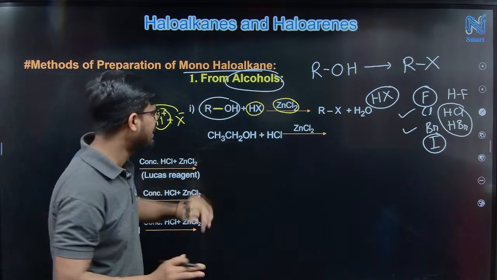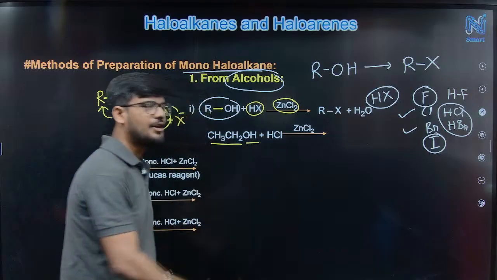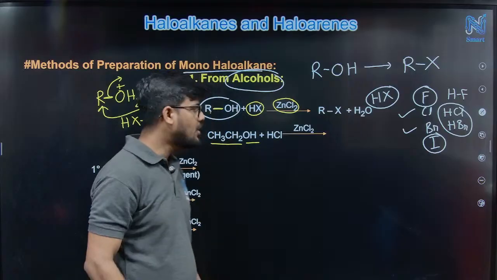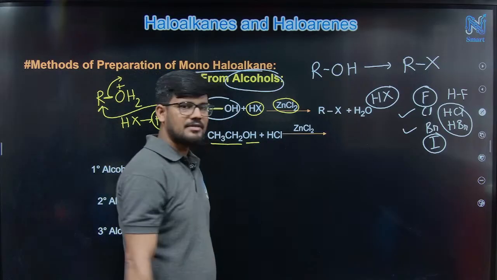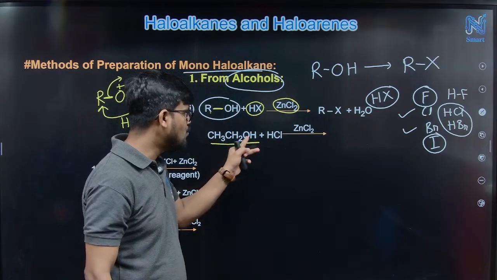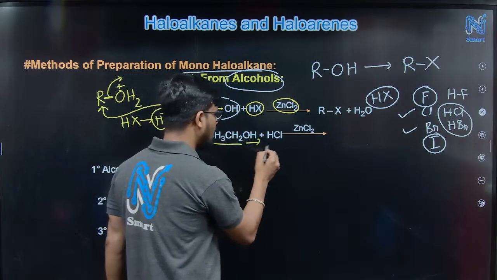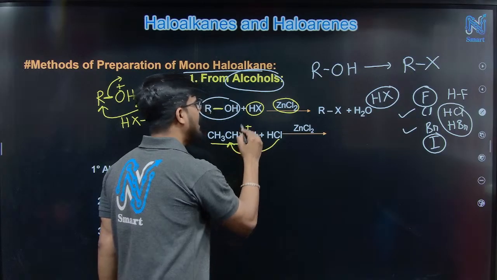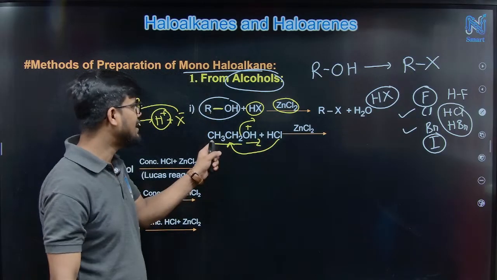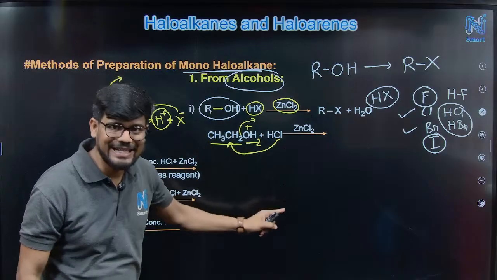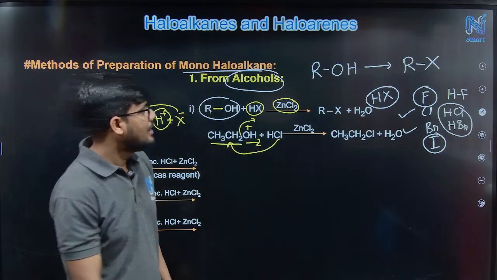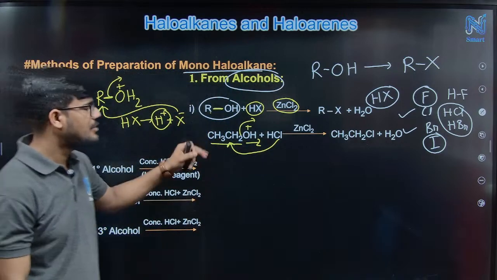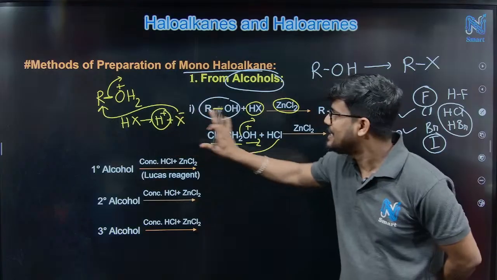So here we have one example. Here we have ethyl and OH, ethyl alcohol. In presence of HCl and ZnCl2, what are we going to get? So H+ will be added here, meaning you will get OH2+, and then this Cl- will attack this carbon and water will be released. So basically you will get ethyl chloride plus water. Okay, easy mechanism. This is very easy.